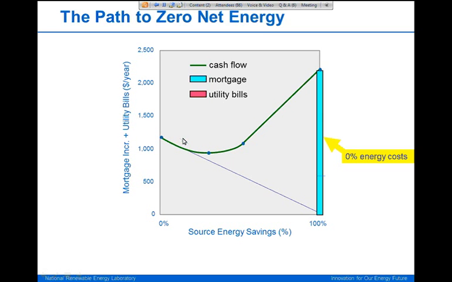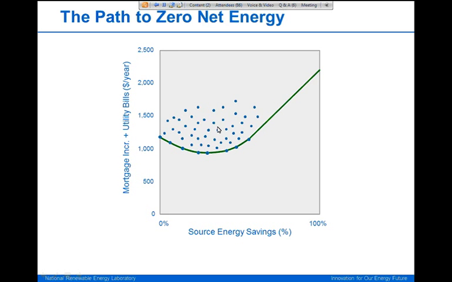Now, this is just a sort of hand-drawn concept. We'll see similar results from BOPT, but the fact is, while we know the curve is going to have a shape similar to this, we don't know exactly what the curve is because there's a wide range of building designs representing different combinations of efficiency measures that have different levels of energy savings for each design, and then associated costs in terms of utility bills and efficiency measure costs built into those.